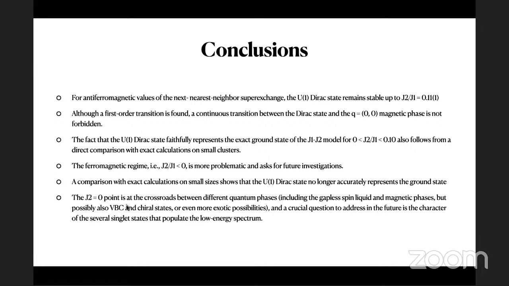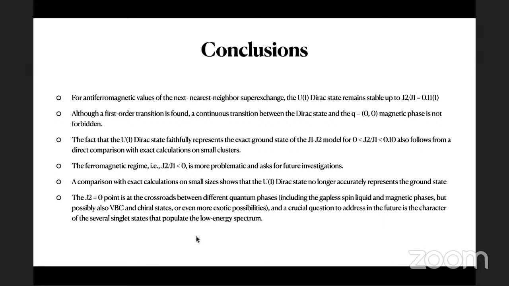And finally, it basically means that the nearest neighbor Heisenberg point is at the crossroads between different quantum phases, including gapless and magnetic phases, but possibly also VBC, chiral, or even more exotic possibilities like lattice nematic states or others. And finally, the million-dollar question to address in the future is to explain the origin of the various singlet states that populate the low energy spectrum, right? So the high density of singlets. This has not been explained so far.